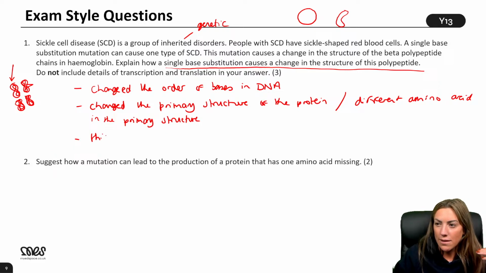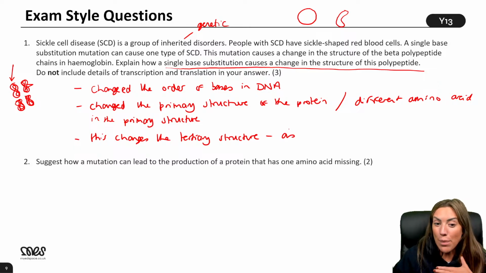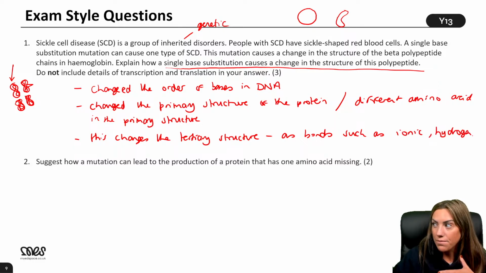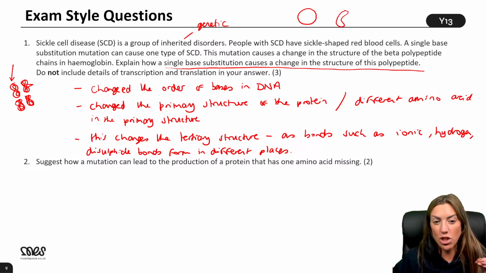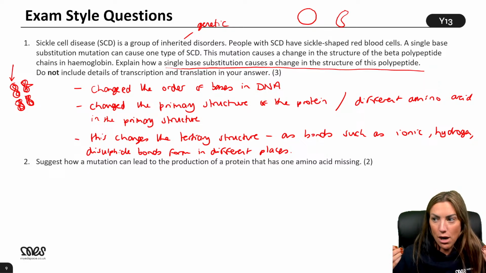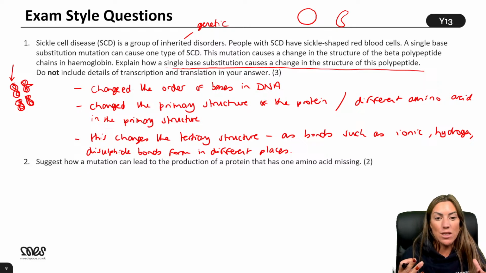Good. Changes the tertiary structure. And again, I personally would always say as bonds, such as ionic, hydrogen, or disulfide, form in different places. I always mention the bonds for the tertiary structure because quite often you need both things to get that 3rd mark.